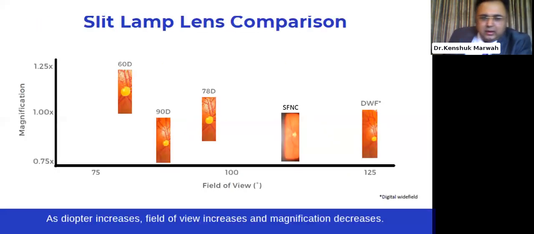So these are the various image comparisons. You can see the 60 diopter and the 78 diopter lenses give a much better view of the optic nerve and the macula, and the 90 diopter gives a much wider field of view.